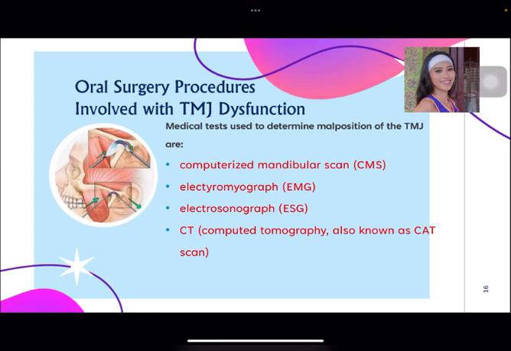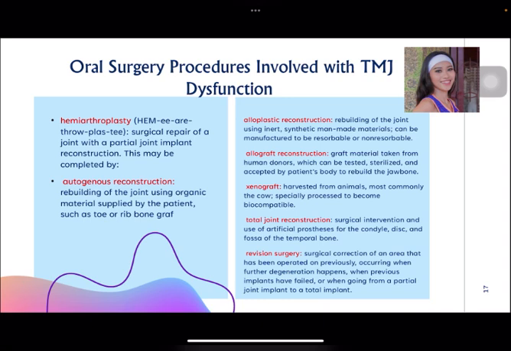And the electrosonograph is ESG. This diagnostic tool uses sound waves to create images of the TMJ, showing its structure and any abnormalities that may be associated with malposition. And next is CT, which is called computed tomography, also known as a CAT scan. This imaging technique provides cross-sectional images of the TMJ and surrounding tissues. This is part of oral surgery procedure involved with TMJ dysfunction.